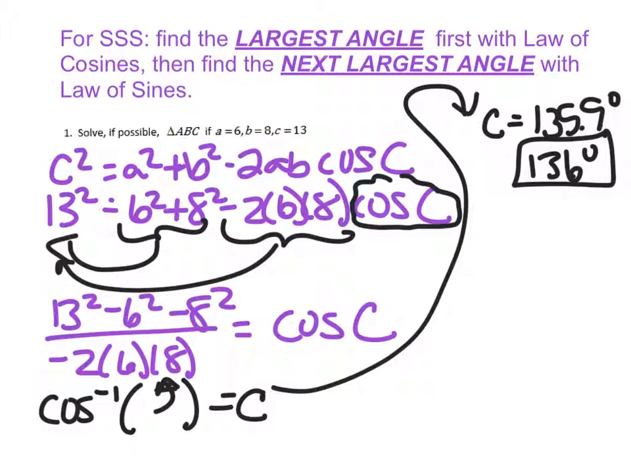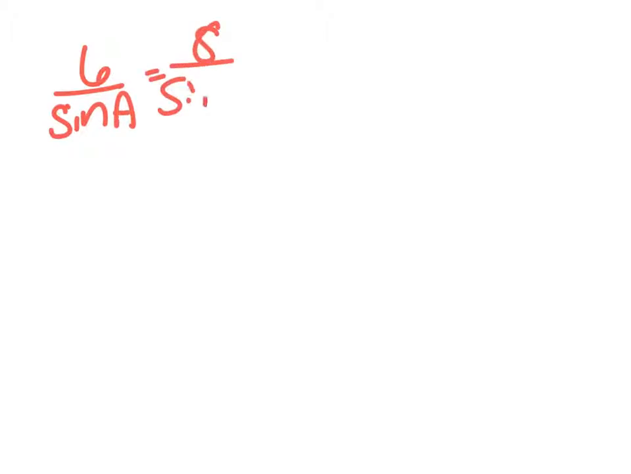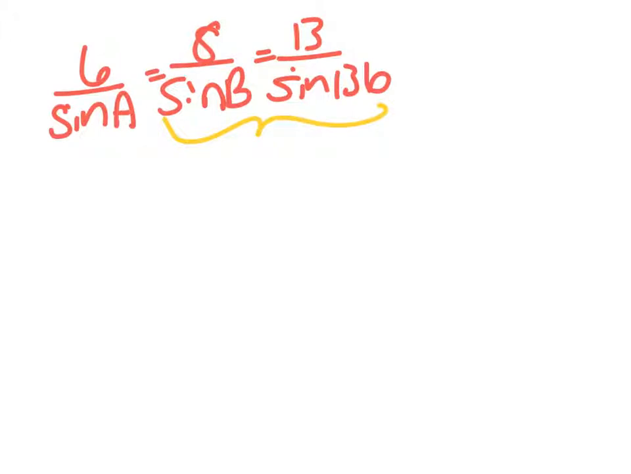So then I'm just going to do my law of sines. So my 6 over my sine of A equals my 8 over my sine of B equals my 13 over my sine of 136. I'm going to do this on the next screen because there's not enough room on here. So I kind of said on the last screen, we're going to do 6 over sine of A, I just needed more space, equals 8 over sine of B, equals 13 over sine of 136. So I want to go for my next highest one. So I'm going to solve for B next.